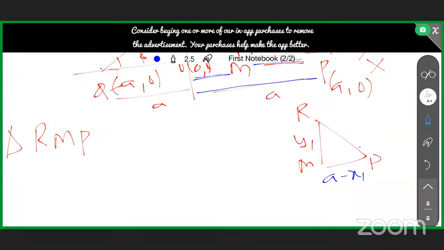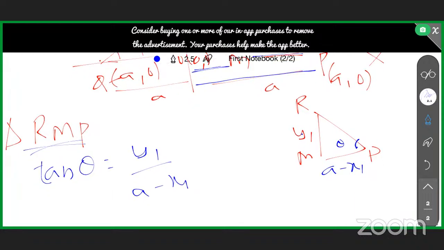So this is my angle, this is my angle theta. In triangle RMP, I'll use tan theta. Tan theta is equal to opposite side by adjacent side. The opposite side is equal to y1, and the adjacent side is equal to a minus x1. Did you understand? Yes, sir.